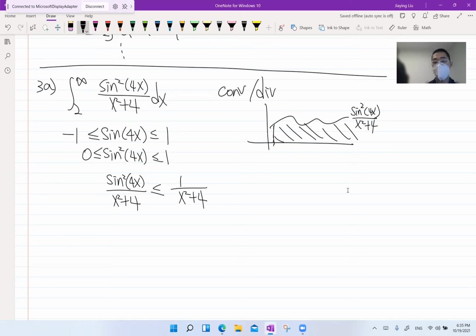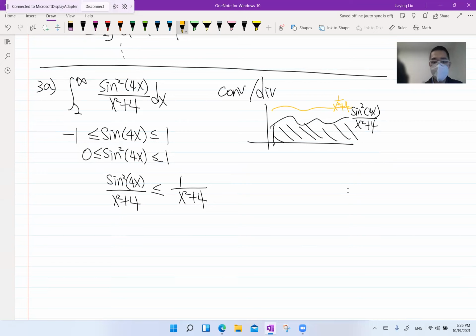Right? So that's good. So we have a function that we can compare with, which is 1 over x squared plus 4. So let me write down this function here. This is 1 over x squared plus 4. It's bigger than the one that's given. So we can try to integrate it.